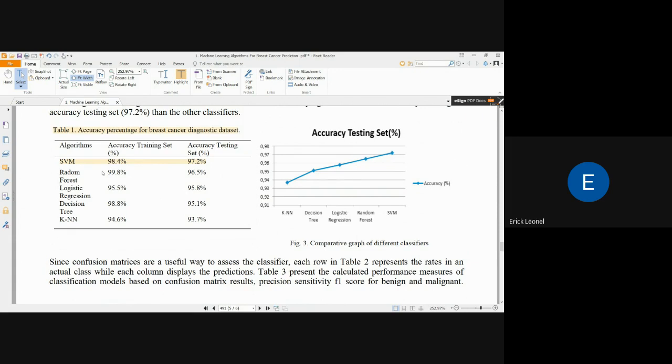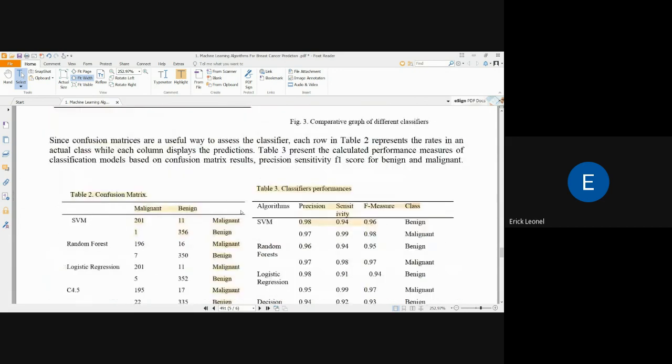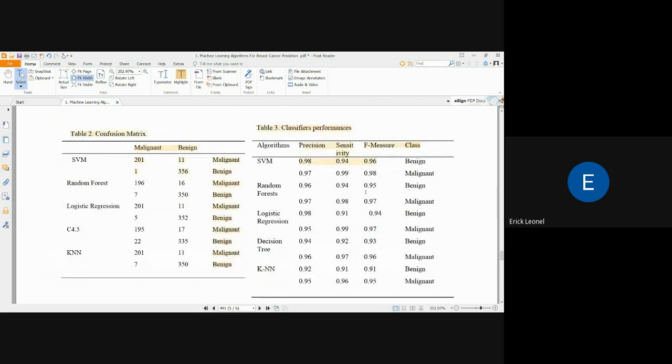From the results of the training sets and testing sets, we can see here all the classifiers have varying accuracy, but support vector machine always has a higher testing accuracy. As we see, 97% than the other classifiers. Table 3 presents the calculated performance measures of classification models based on, and here table 2 confusion matrix, precision and sensitivity, F measure for two classes, I mean benign and malign.